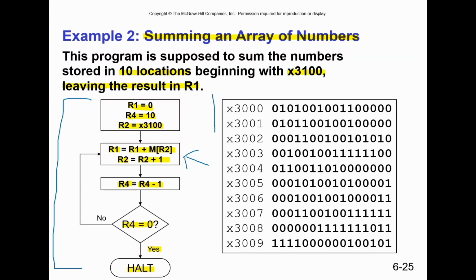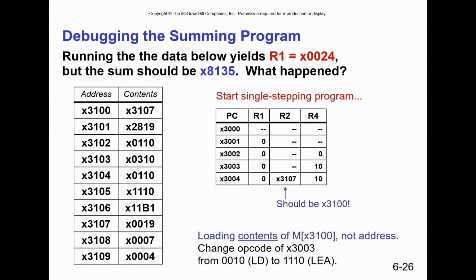Okay, now we look at this data. You can look at this data and study it by yourself. Okay, we move to the next slide. Okay, debugging the summing program. Running the data below yields R1 equals x0024, but the sum should be x8135. We can look at this column here, for the start of single stepping the program.